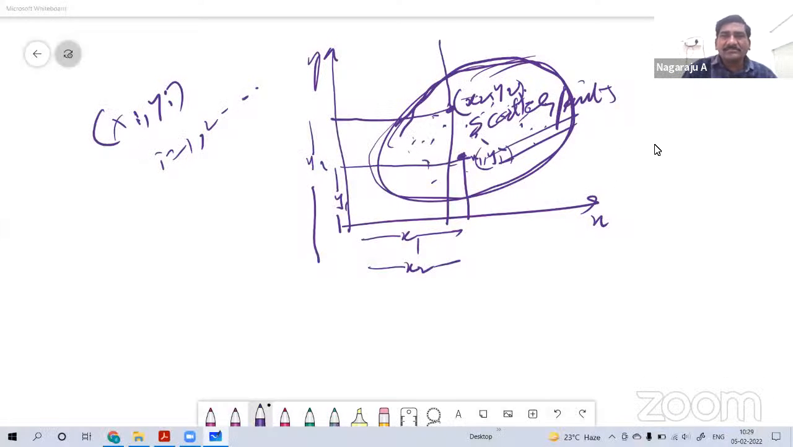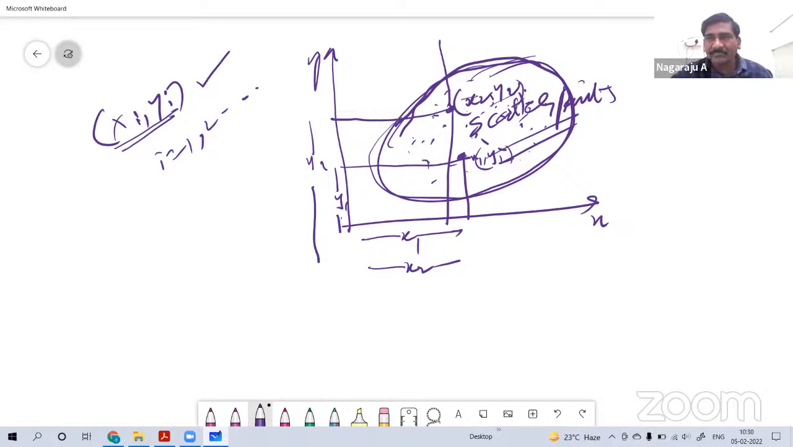This kind of scatter diagram gives the number of points we have. That number of points is represented by the x-axis distances and y-axis distances. The total observations of these points are generally denoted by (xi, yi), i equal to 1 to n. These are called scatter points.